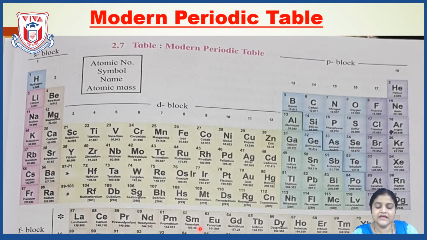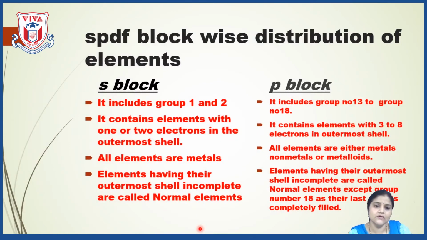Now we can go to the important points of the block-wise distribution. As said, the modern periodic table is divided into four blocks. We can see here the S and the P block.